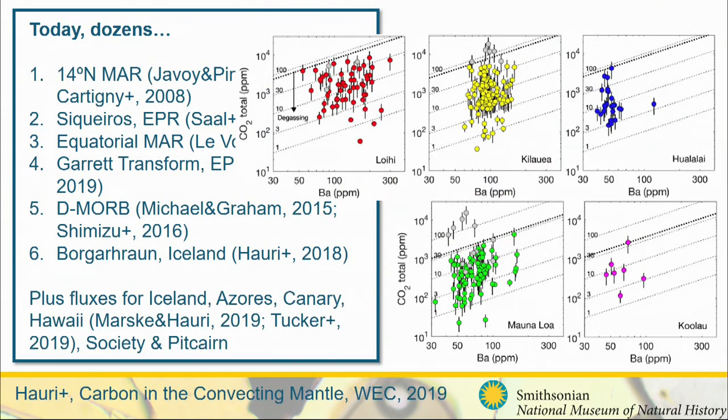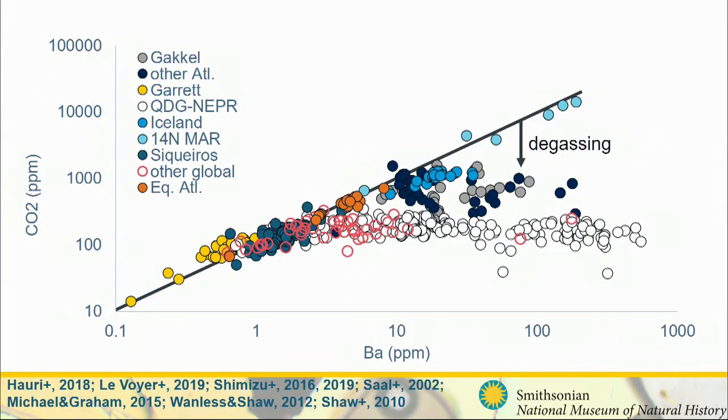So we quantified carbon concentrations for 6 plumes, 6 ocean island basalts. This is Jonathan Tucker's work and Marski and Hauri. And while the CO2 has partially degassed from these melt inclusions, they were able to reconstruct the CO2 concentrations to the best of our ability. So now looking at all the data that's come out in the last decade, we see a beautiful correlation here between CO2 and barium. We could choose many highly incompatible elements. Barium seems to have a very constant ratio. All these samples fall on a single line, so the ratio of CO2 to barium is very constant.